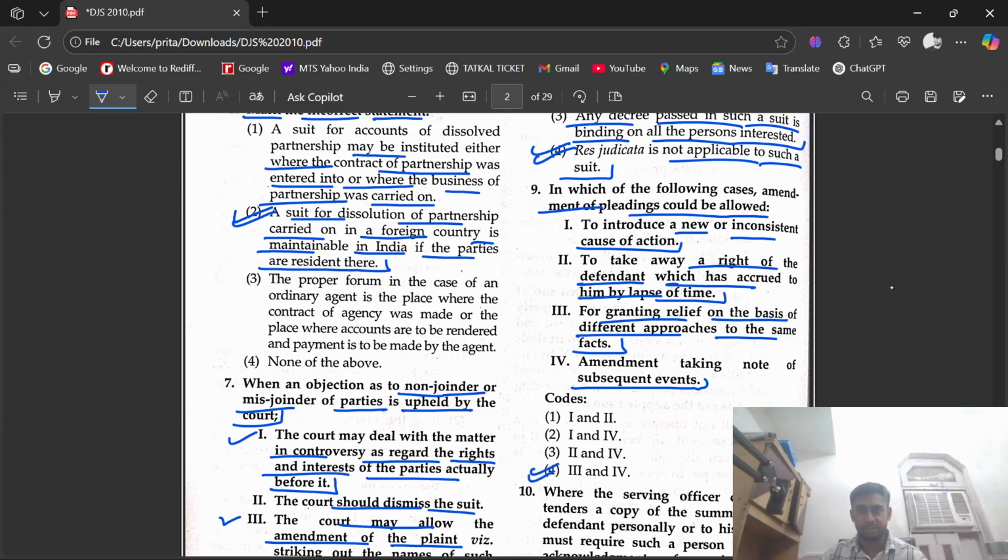So in the following cases, amendment of pleading could be allowed. This is allowed for granting relief on the basis of different approaches to the same facts, and amendment taking note of subsequent events.